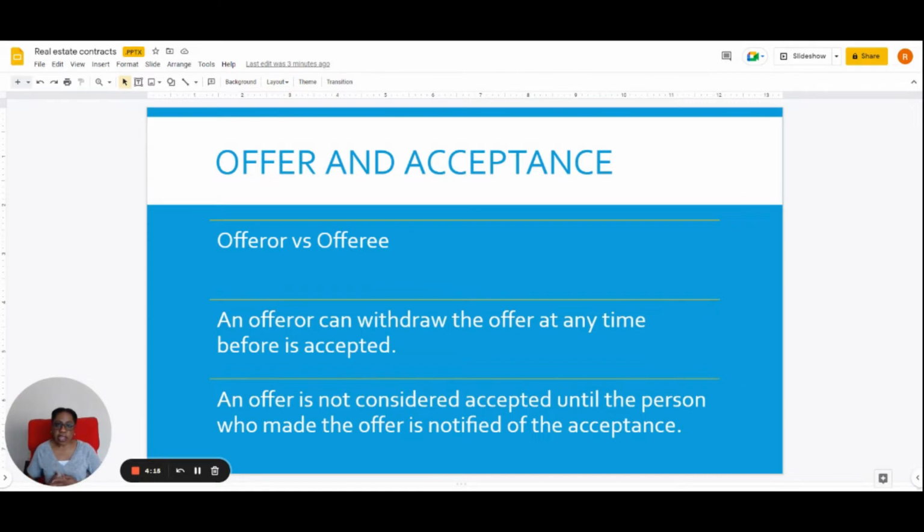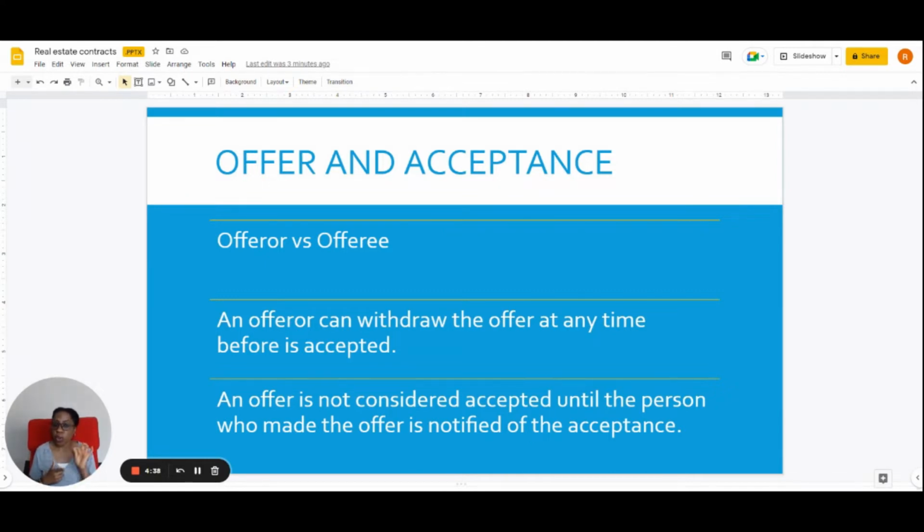With offer and acceptance being the first one, think about it. A seller has a home on the market. You are the buyer, for example, I'm the seller. You make an offer to me, I accept it. Now we have an agreement. But if you make an offer to me and I don't accept it, do we have an agreement? The answer is no.